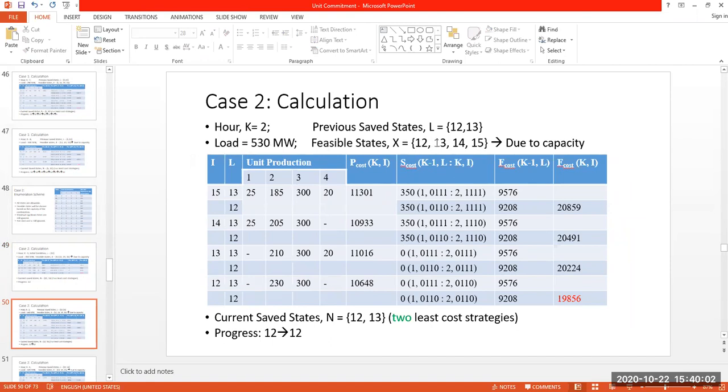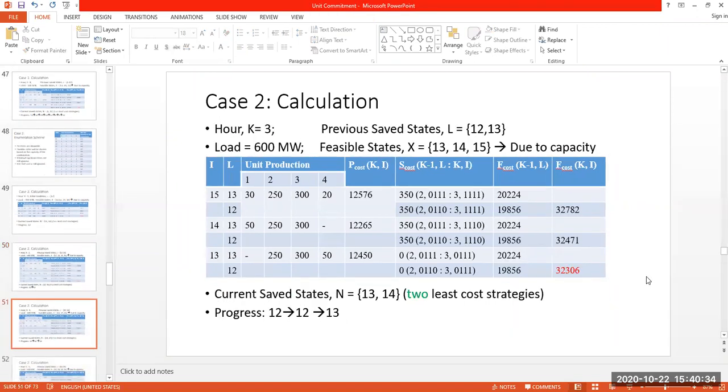So still we are with 12, 13, 14, and 15. The remaining states are not part of the feasible states because of capacity limitation. So again, you calculate the transition cost, you calculate the production cost, and you take the value of this column from the previous slide, and you calculate the minimum among the options, and the least cost is your progress. So still it is 12 to 12, and you still save 12 and 13 because these are the 2 least cost strategies. In this way you progress.